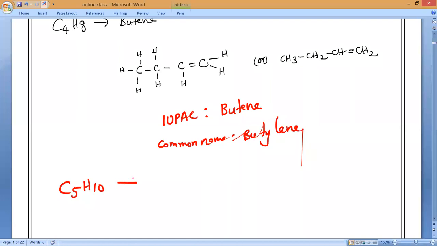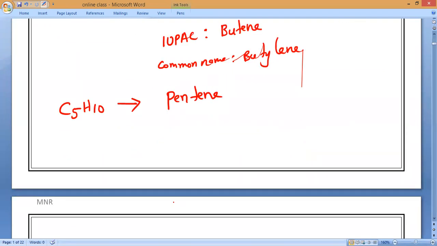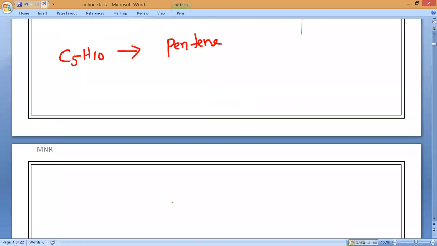C5H10. What is the name of this one, all of you? Pentene. Pentene is the structure. So first, skeletal structure, tell me all of you, what will come? C single bond C single bond C double bond C.